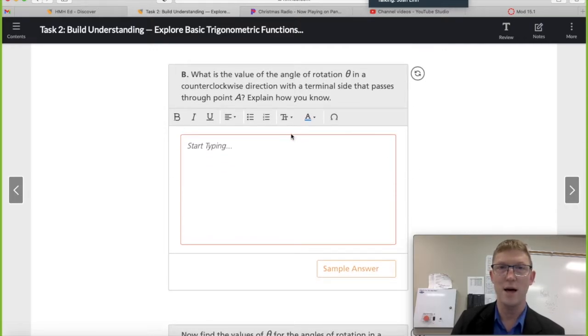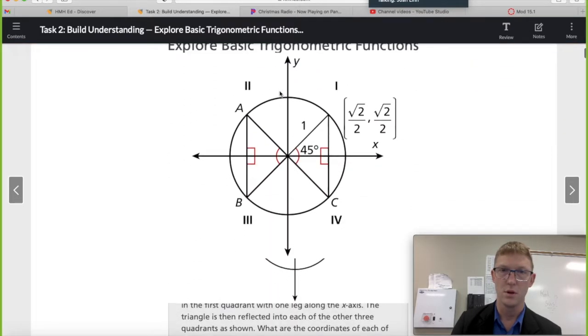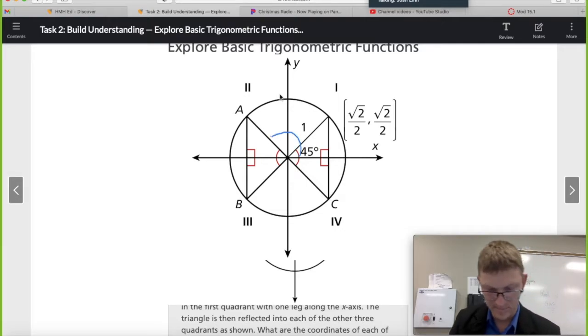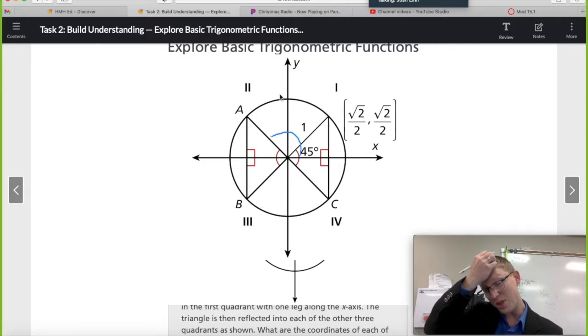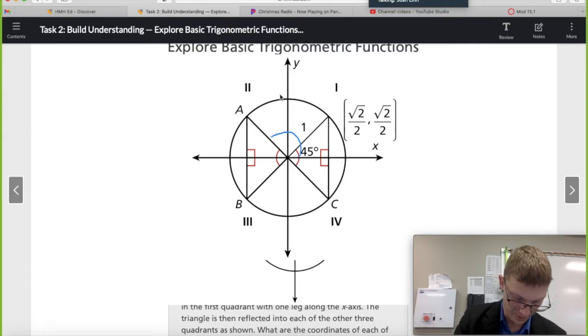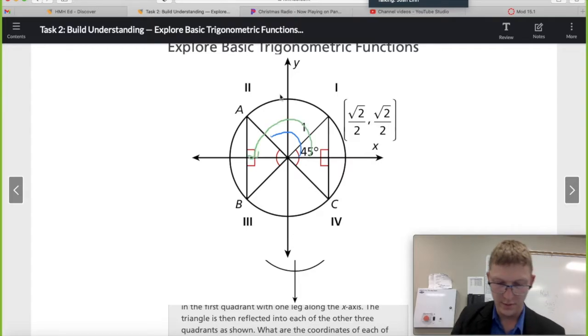So what is the value of the angle of rotation theta in a counterclockwise direction with the terminal side that passes through point A? So it wants to figure out what this angle is here. And this is where we get to start thinking a little bit, right? Ooh, thinking. So we'll think with my green. So this angle right here is what?